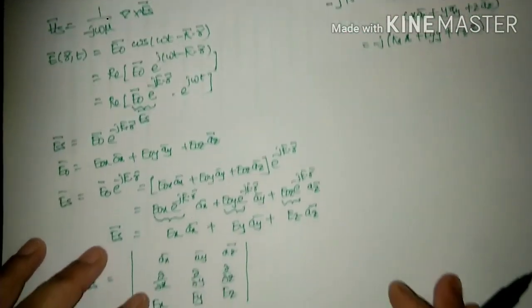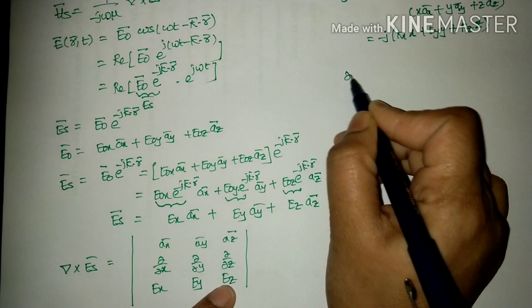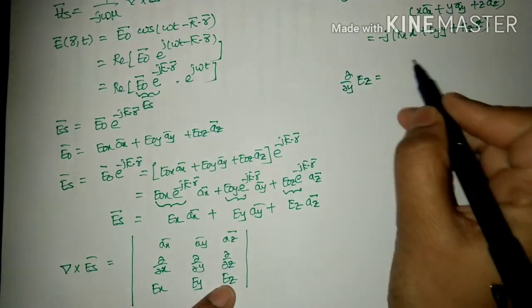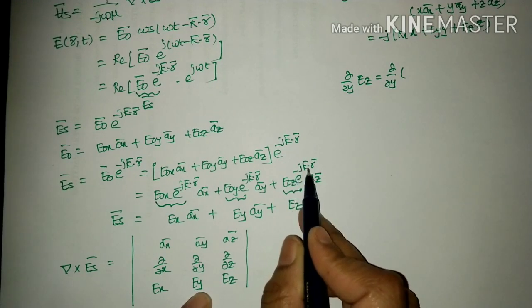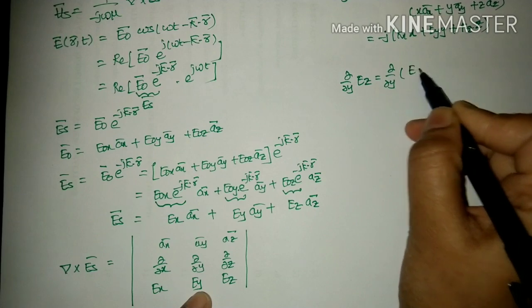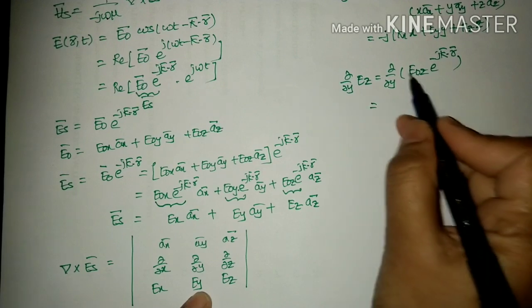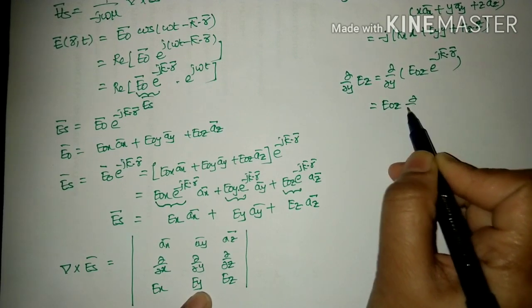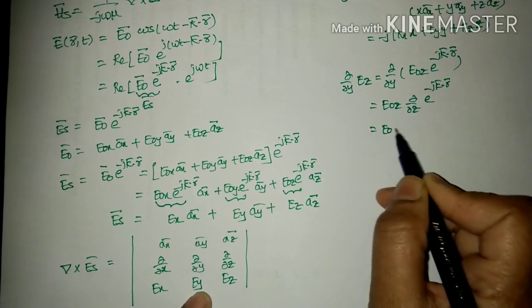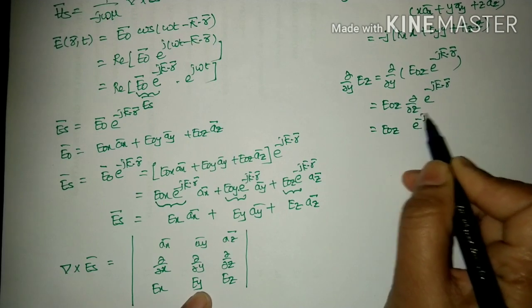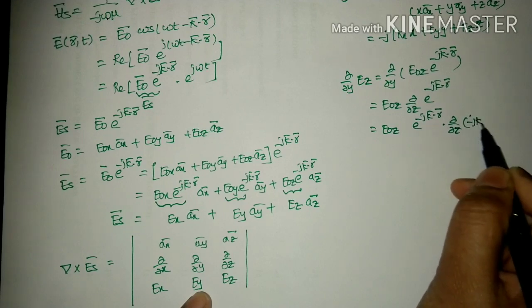Now let us solve the first differentiation for the x component, dou by dou y of Ez. Dou by dou y of Ez is equal to dou by dou y of EOZ e power minus j k bar dot r bar. EOZ is a constant, so bring it outside. Now you have to differentiate e power minus j k bar dot r bar, so it is equal to EOZ into e power minus j k bar dot r bar into dou by dou z of minus j k bar dot r bar.